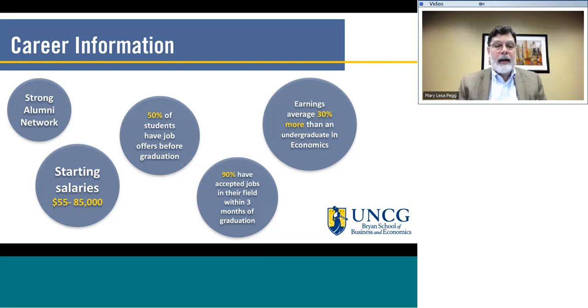Starting salaries vary. It depends upon the industry people want to go in. It depends on how wide a range in terms of geography they're searching, but on average, starting salaries are about $55,000 to $85,000, and that's typically for our students who come straight from undergraduate school. So that's not too bad for just starting out in a career. 50% of our students typically have job offers before they actually get their degree, and 90% accept job offers in their field within 3 months of graduation. Earnings average about 30% more than an undergraduate degree in economics, and someone did some calculations that works out to more than $1 million in lifetime earnings increase as a result of the degree.